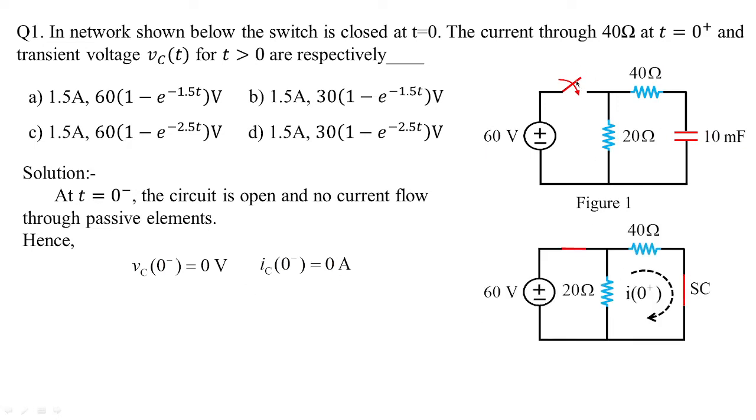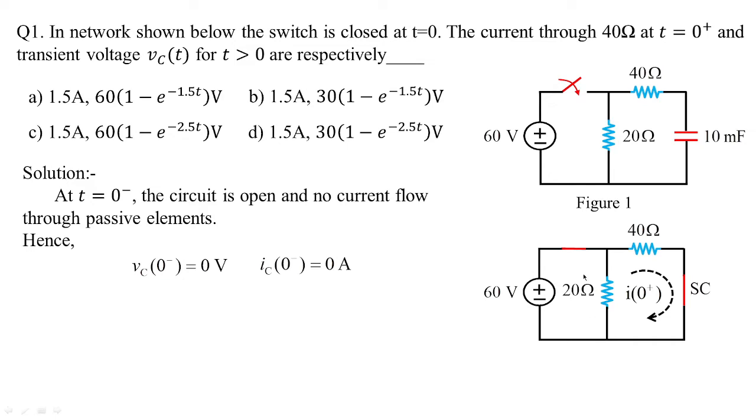Now what happens as soon as the switch is closed? As we have seen in the transient analysis in previous classes, the capacitor behaves as a short circuit. So as soon as the switch is closed, the capacitor behaves as a short circuit. If the short circuit is applied, naturally the circuit is closed all the way.